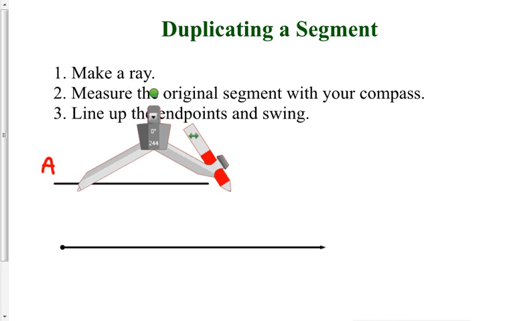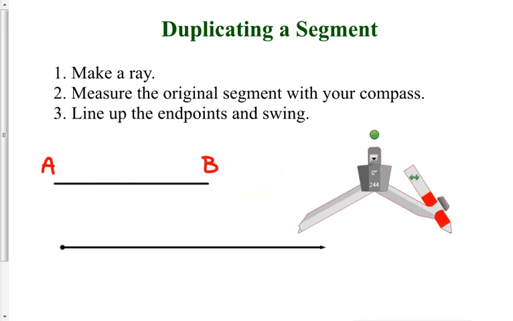Now, what is the measurement of that compass? I don't know. I don't care. We're not measuring with numbers. You can see on this compass it happens to say 0 degrees and 244. I don't have a clue what those numbers mean, and it doesn't matter.